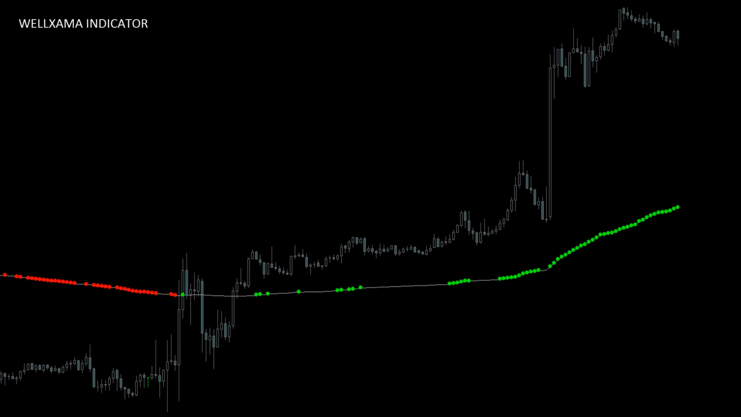The WELX AMA indicator is an adaptive moving average originally developed by systems analyst and former rocket scientist Perry Kaufman in the 1990s, and I use it to help identify ranging or trending markets. Red dots signal a downtrending market, while green dots signal an uptrend. A line displaying no dots indicates price consolidation. Price often bounces from this moving average as well.